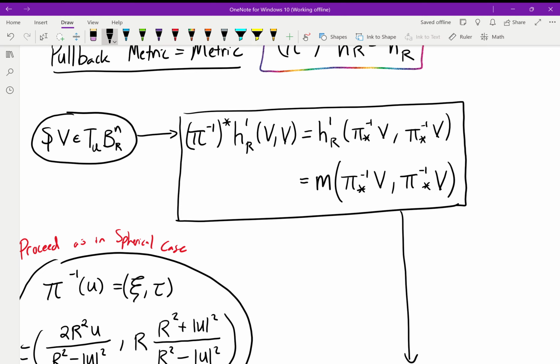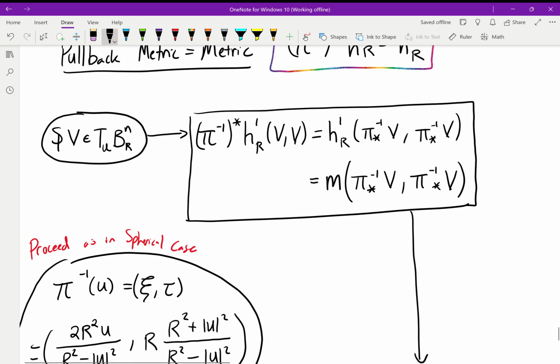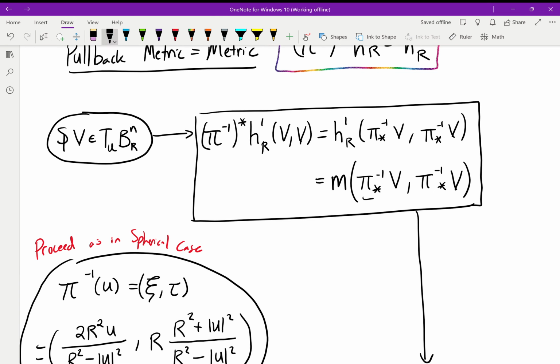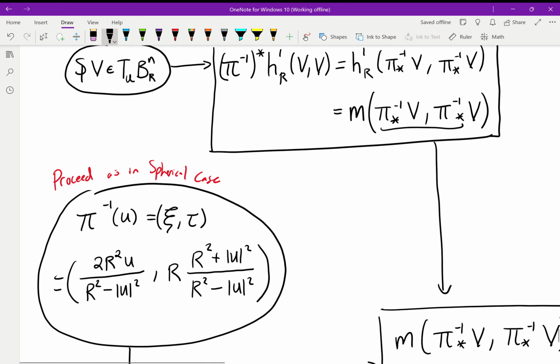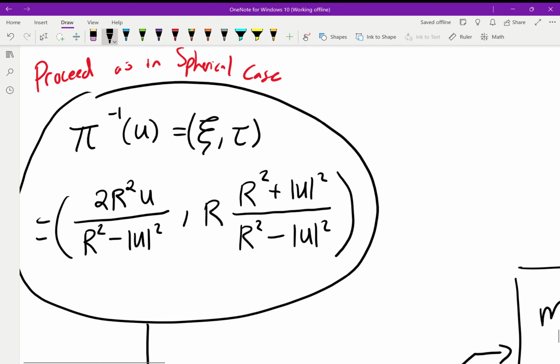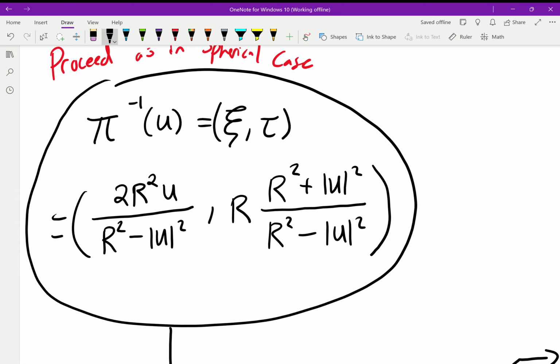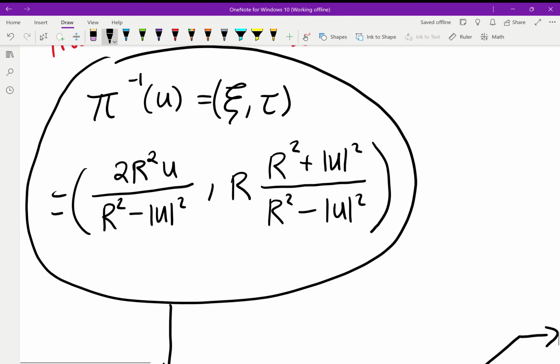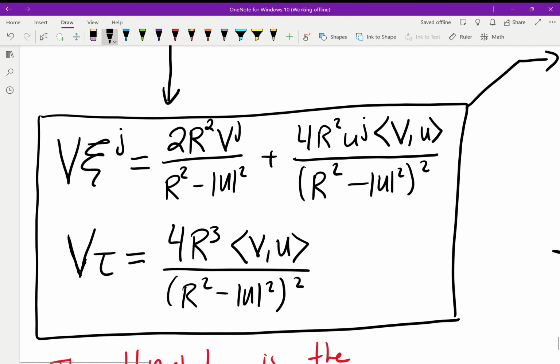This is the result of go ahead and taking the pullback metric there. Great. And now we need to figure out, again, what the heck are these things on the inside. So we step off to the side. And just a reminder, this is what the inverse map looks like. So we proceed as in the spherical case and compute these v, cj, and v tau.